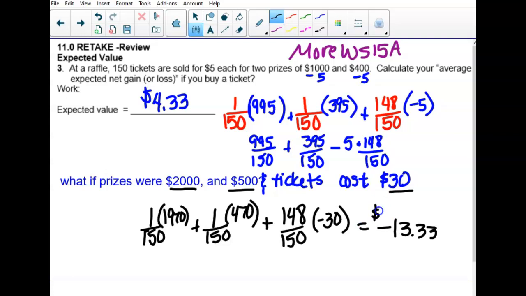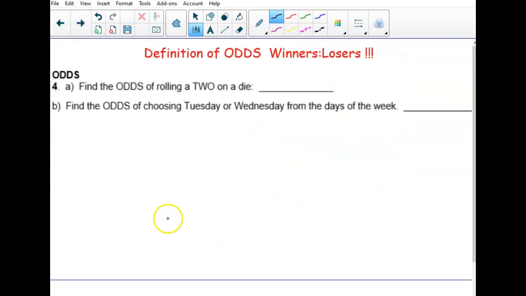Make sense? So don't be surprised if it's negative, because that just means you're going to lose a little money on average, which is usually what happens when you gamble, right? Over the course of the average, you're going to lose.